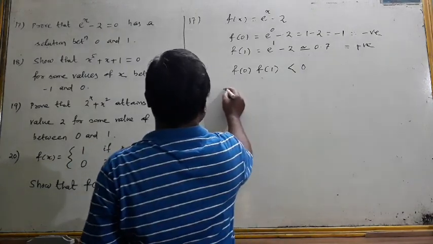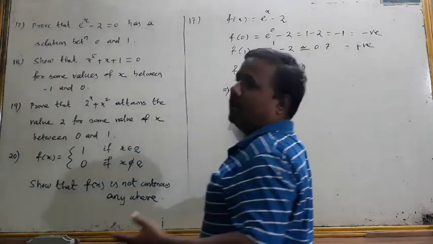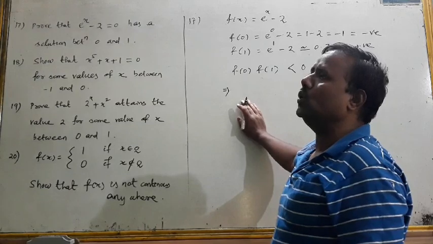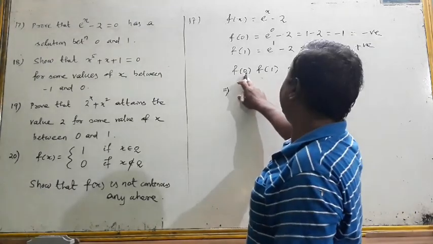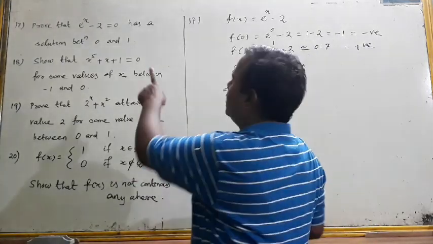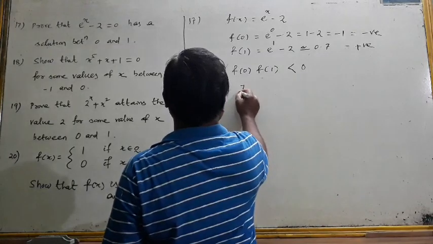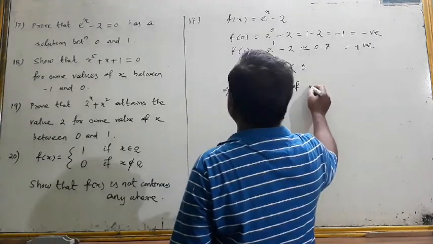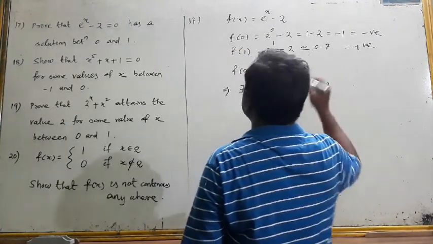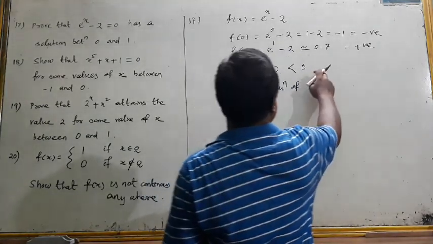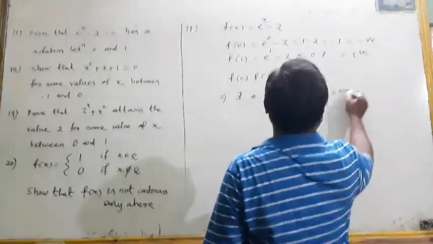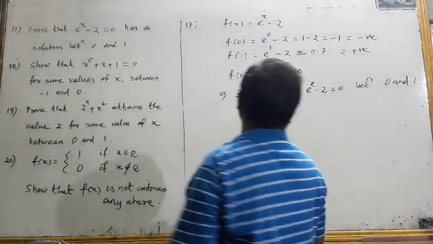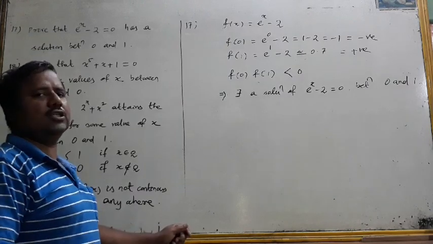Negative. This implies, by the fact, I have already taught you facts 1, 2, 3, 4, 5, perhaps it is fact 3: if f(a) into f(b) is negative, then there exists a solution between 0 and 1. This implies there exists a solution of f(x), where f(x) means e to the power x minus 2. There exists a solution of e to the power x minus 2 equal to 0 between 0 and 1.